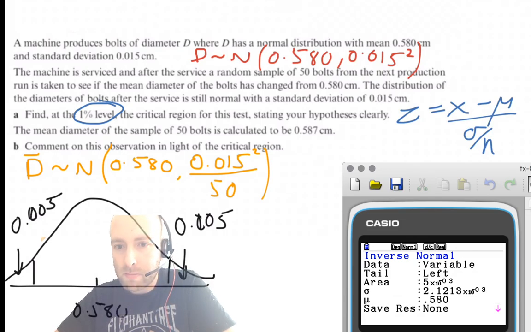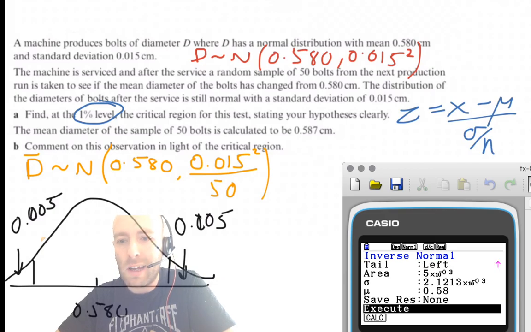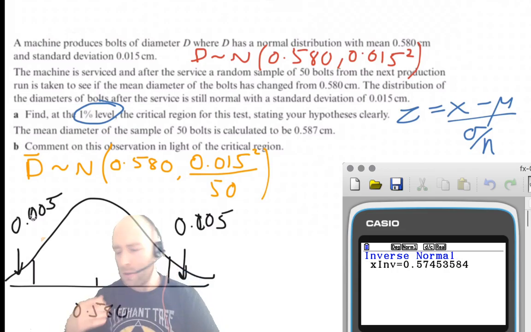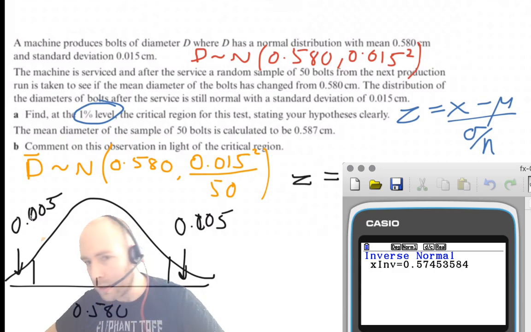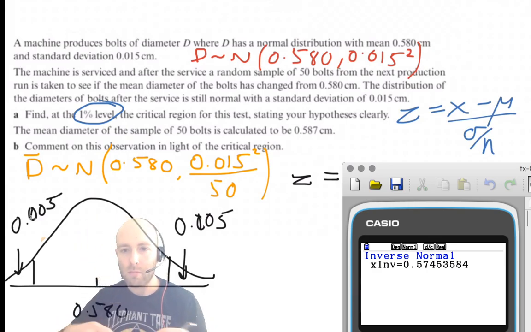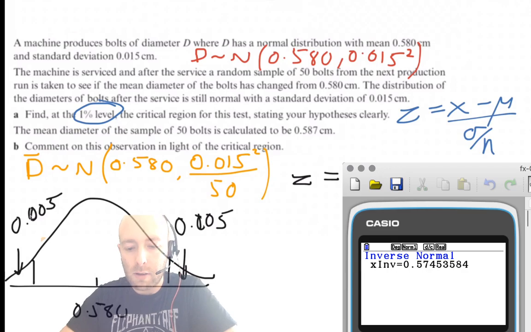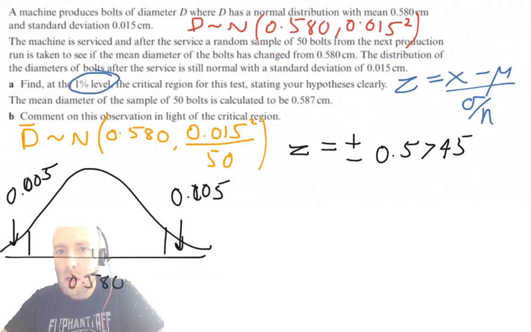Supposedly. Cool. Right. So what values would be unlikely to get if the mean is 0.580? So trying to find the values that would probably suggest the mean isn't that. So I get my Z value equals plus or minus 2.5758. Cool. Right, don't need the calculator anymore. Back to me.